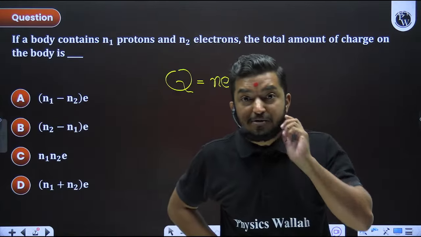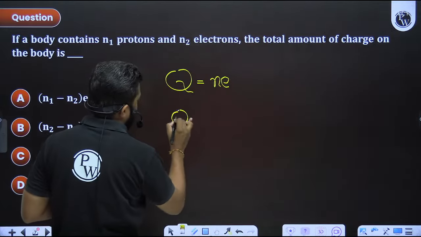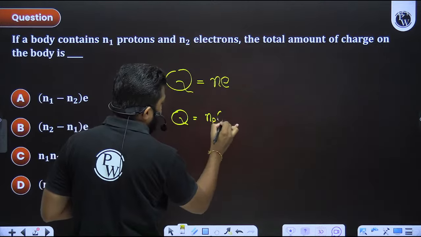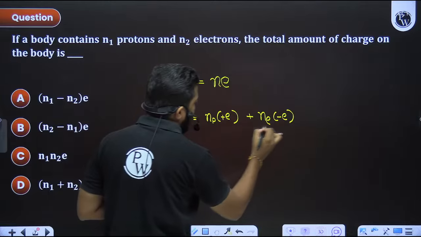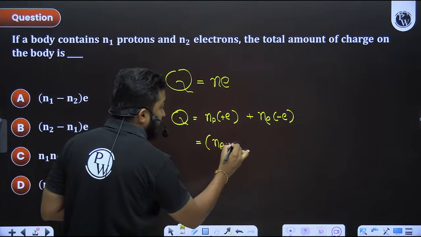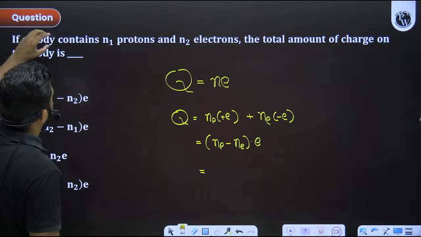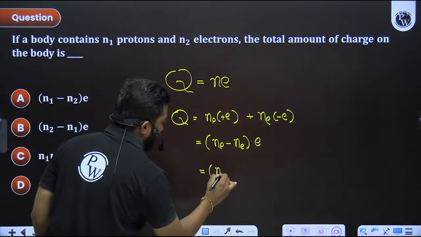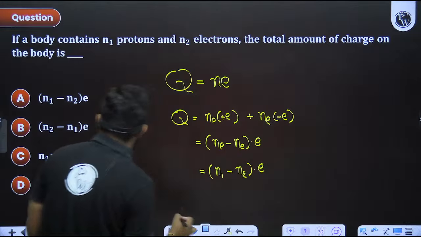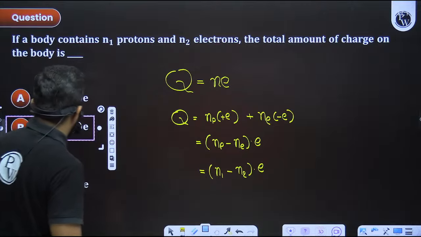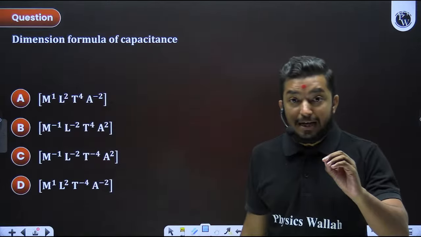But whenever a specific number of electrons and protons are given, we have to take care about one thing: the number of protons has the positive E, and the number of electrons has the negative E charge. So finally I can say the number of protons minus the number of electrons, and E is the common factor. So here they say that if a body contains N1 protons, so the number of protons is N1, and N2 electrons, so the number of electrons is N2, and by the common E, N1 minus N2 into E. So option B is the perfect answer. No sir, option A is the perfect answer. That's fine, easy MCQ.